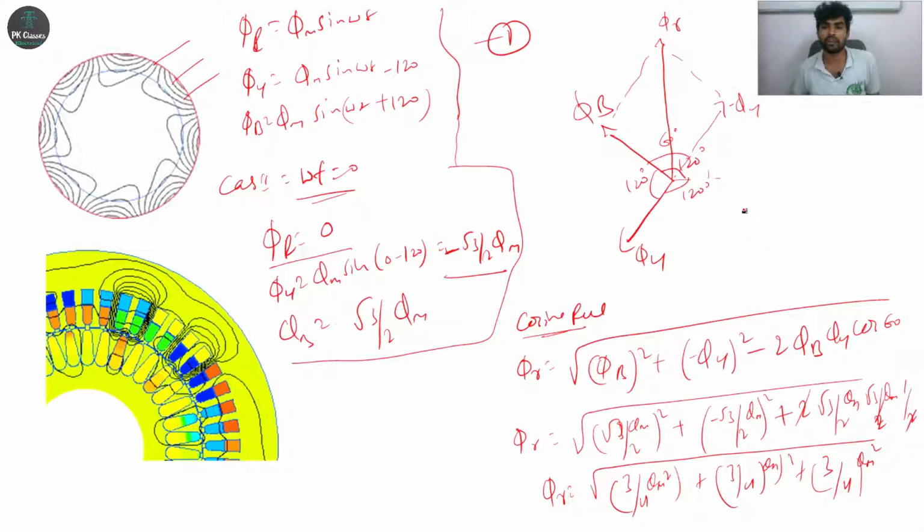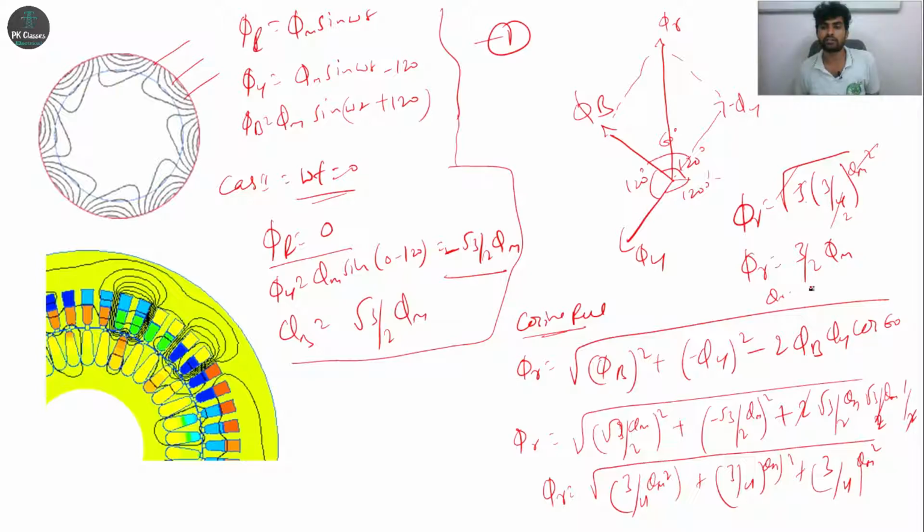So finally, phi resultant is equal to 3 times 3 by 4 phi m square. If you take root outside, so 1 3 get cancelled, and 2's and phi m square, this root get cancelled. You get finally phi R is equal to 3 by 2 phi m. So phi R is equal to 1.5 times maximum flux in the three-phase induction motor. Okay. Another method, second method.